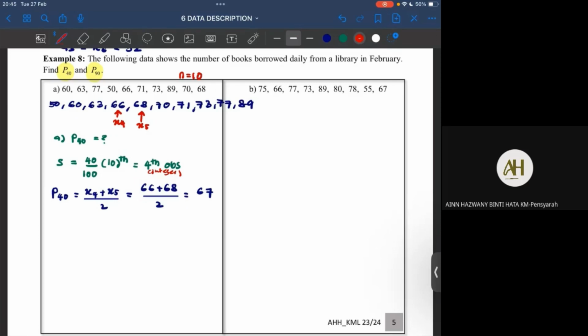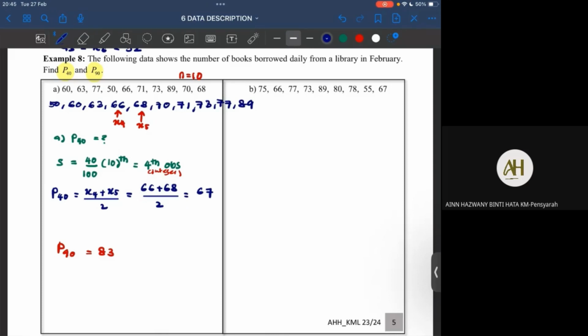Okay, careless mistakes dekat sini ialah bila contoh, yang ni cari sendiri P90 kamu. P90 is equals to 83. P90 cari sendiri. Okay, saya pergi kat soalan sebelah.